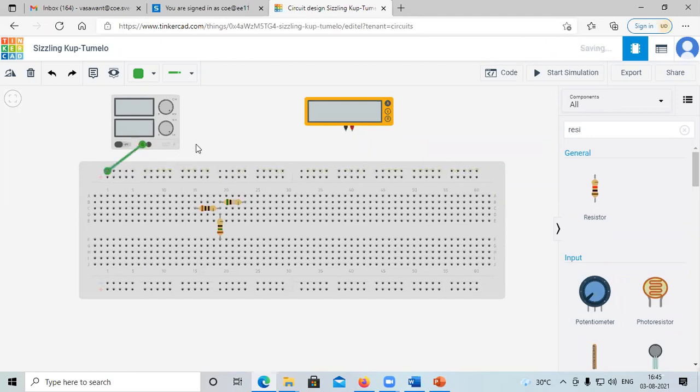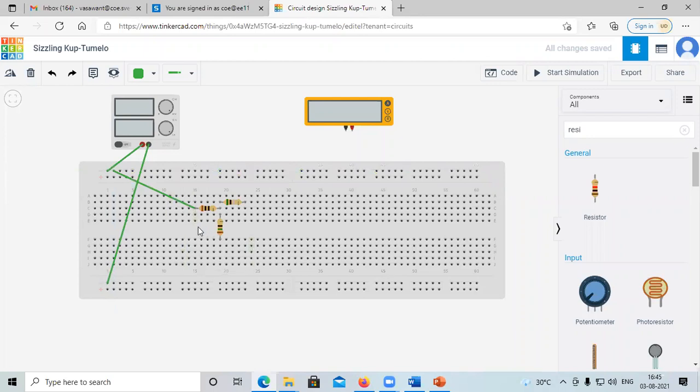Just do the connection, positive terminal. Here we consider one positive bus bar, and here another one we consider negative bus bar. Positive terminal of the voltage source can be connected to this resistor. Connection बघा आपल्या diagram नुसार.